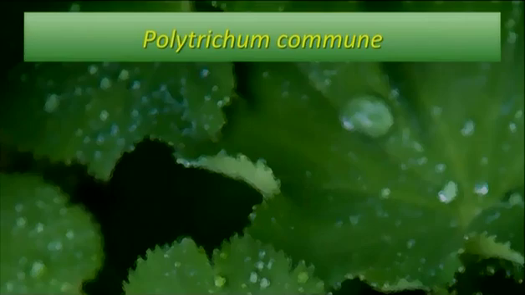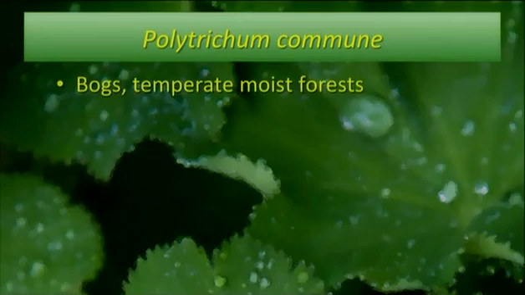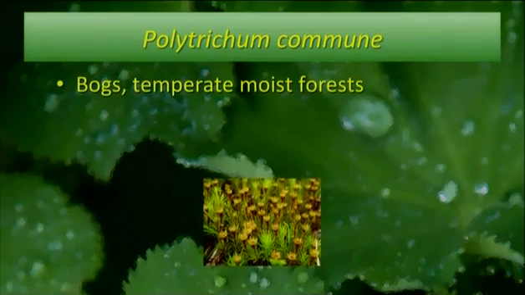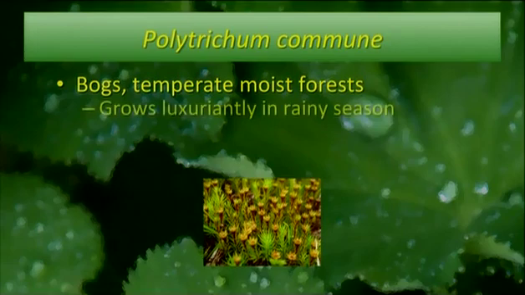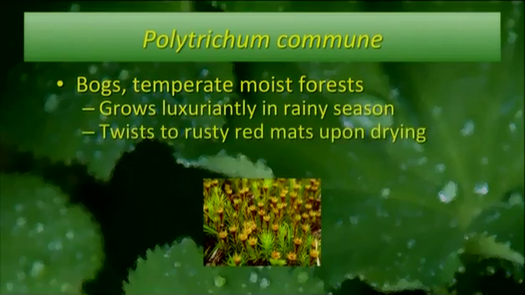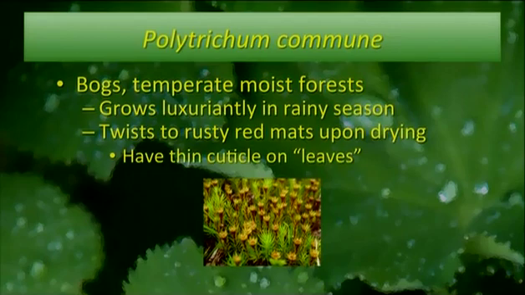This Polytrichum commune, okay, it actually grows in bogs and temperate moist forests. Isn't that beautiful? It grows luxuriantly in the rainy season, but it twists into rusty red mats when they dry, okay? But they have a thin cuticle on the leaves. I guess the leaves are these little pointy things sticking up. Remember, these aren't true leaves, okay?